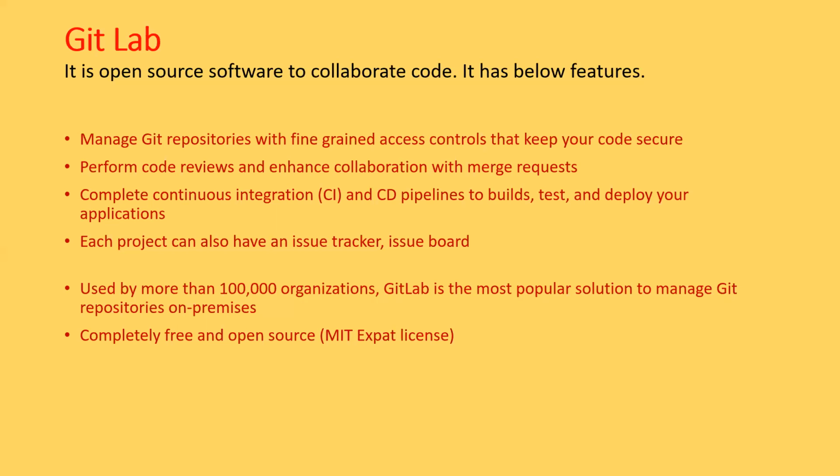So we'll see what is GitLab. It's an open source software to collaborate, code. It has the below features. GitLab is an open source software, and you can directly install it onto your machine, and then you can start accessing your Git through GitLab.